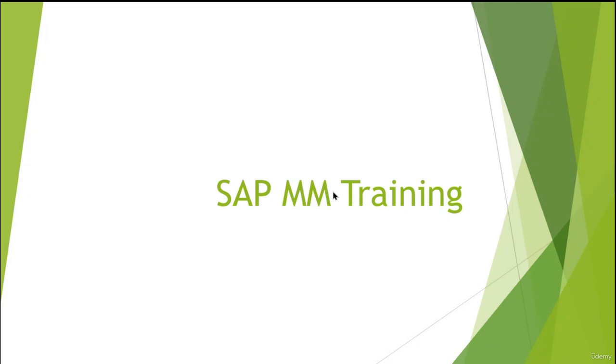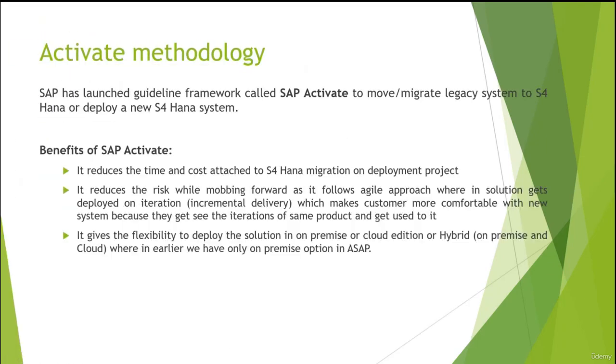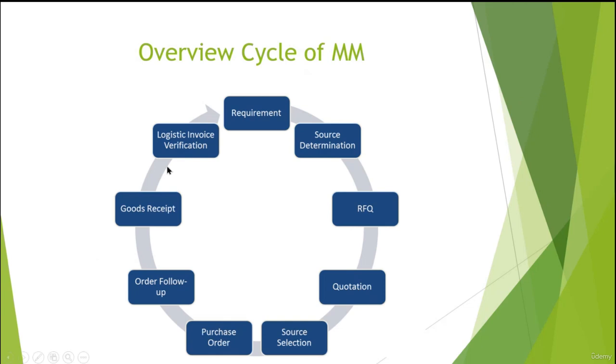So in today's session, we will see the P2P cycle for normal procurement. As we know, for a P2P scenario, first the cycle will start with the requirement. That is, in SAP, we term it a purchase requisition, then source determination, that is to find out the source. For that, we will create the RFQ, that is the request for quotation. Then we will receive the quotation from the supplier side, which we will maintain in SAP.